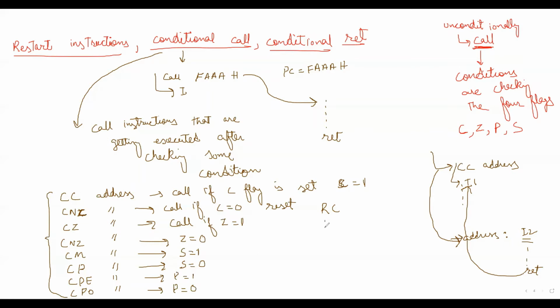Likewise, we have RNC and other instructions. So how many of these conditional calls are there? 1, 2, 3, 4, 5, 6, 7, 8. For 4 flags, we have 8 conditional calls. Likewise, for 4 flags, we have 8 conditional returns. Okay, so this is about conditional call and conditional return instructions.